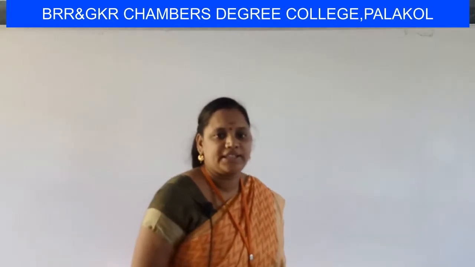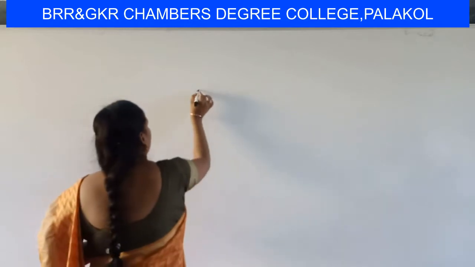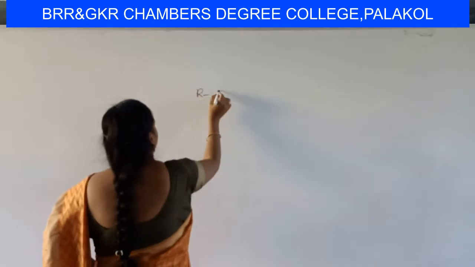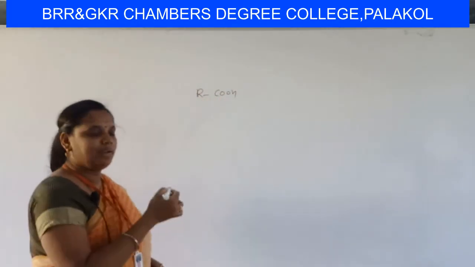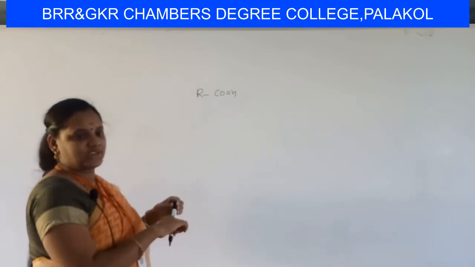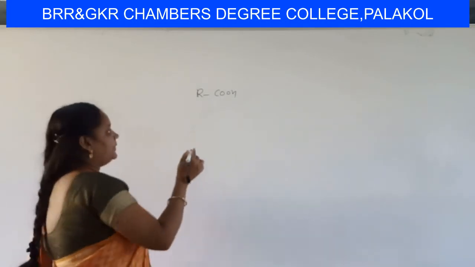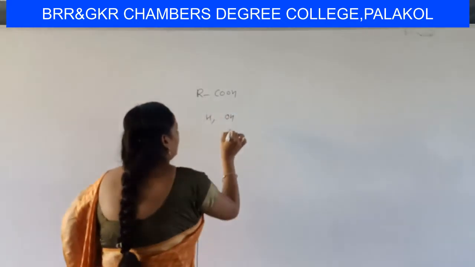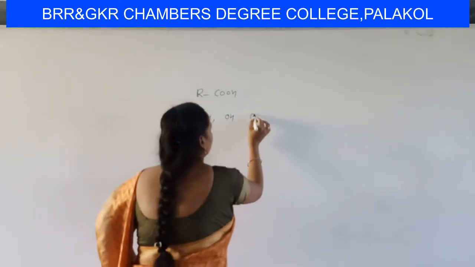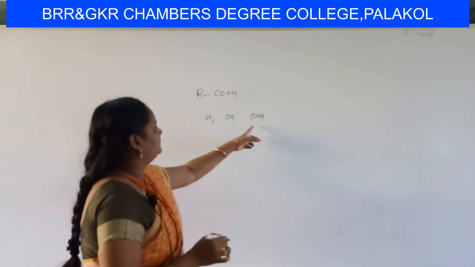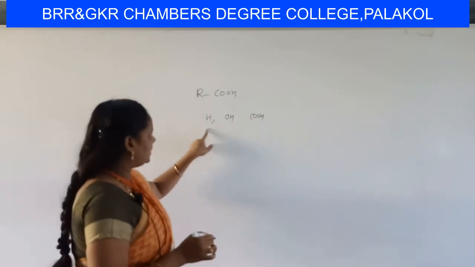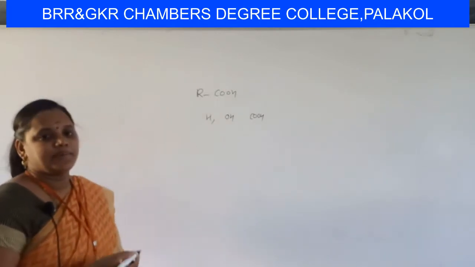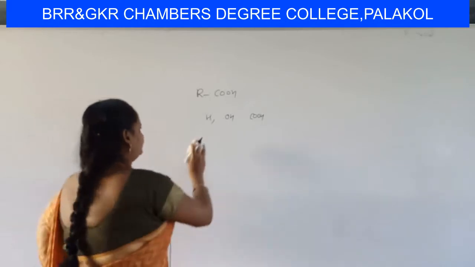Okay students, what is the functional group of carboxylic acids? COOH. Right? We have learned about it in the last sessions. The chemical properties may be due to the H atom of the acid group, the OH atom of the acid group, or the COOH group. The chemical properties may be due to H or OH or the whole COOH. Let us do the chemical properties of the carboxylic acid.